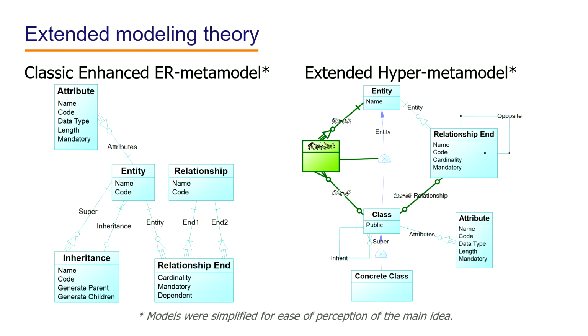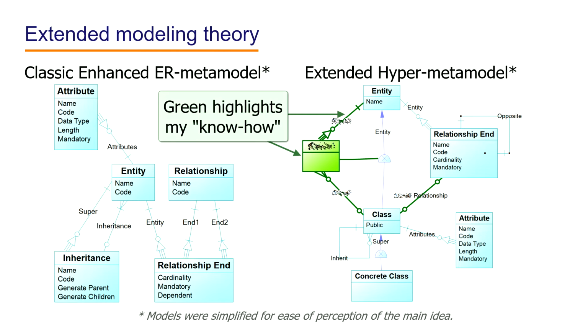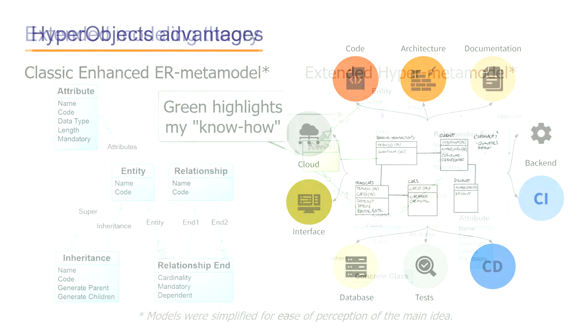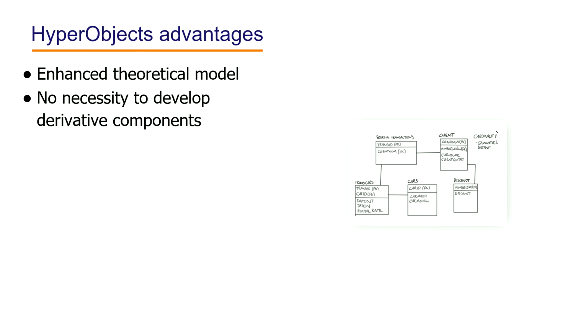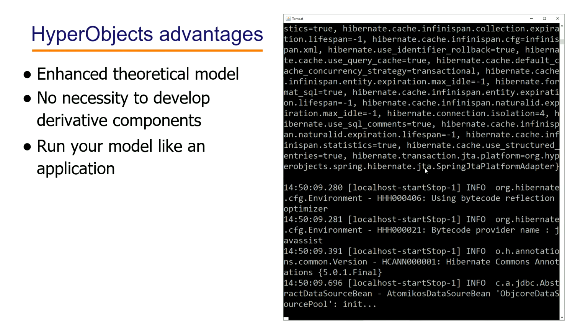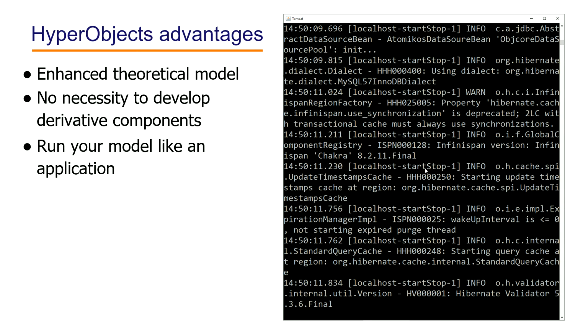One of my know-hows is that I extended this conceptual model theory slightly and resolved several abstract ambiguities. As a result, you don't need to develop any derivative components from the model anymore. The HyperObjects platform can run models as program code. It's enough to create a conceptual model of a business idea, plug this model into the HyperObjects platform, and launch it as a ready-made business application.